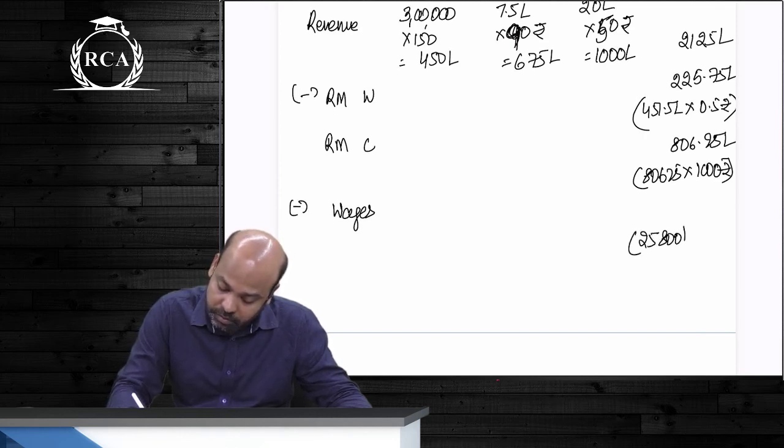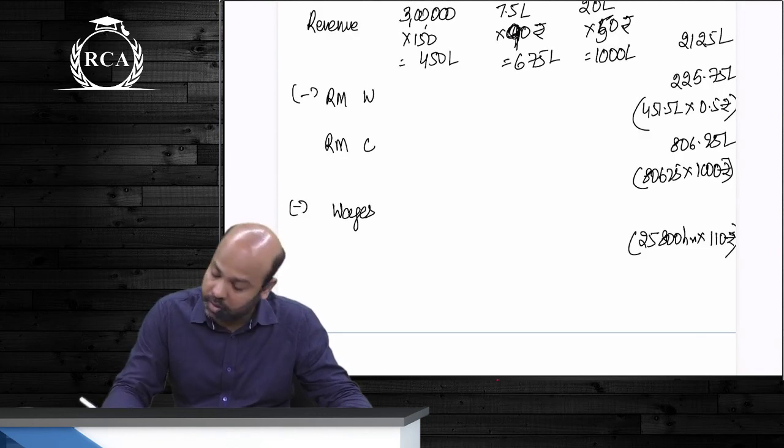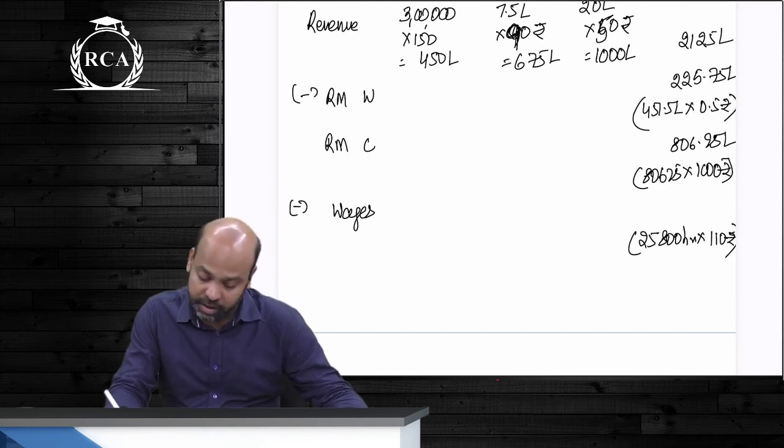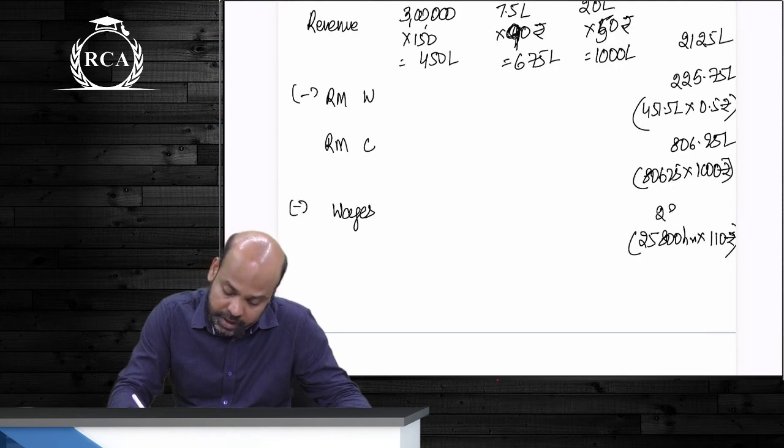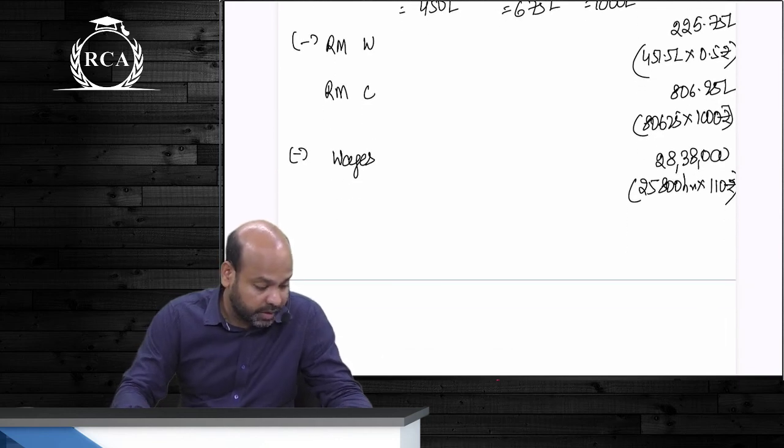25,000 into 110 rupees per hour. Sir, how 110? 880 is for 8 hours. How much is this, beta? 28 lakhs, 38,000. These are your wages guys.